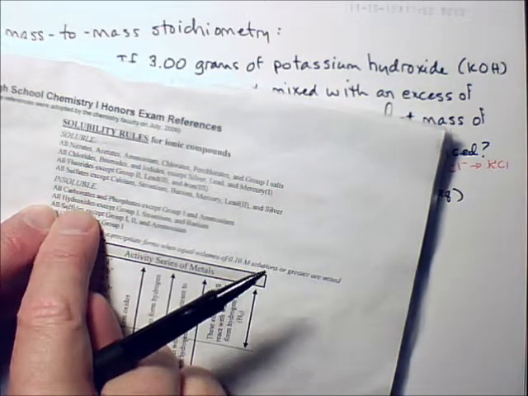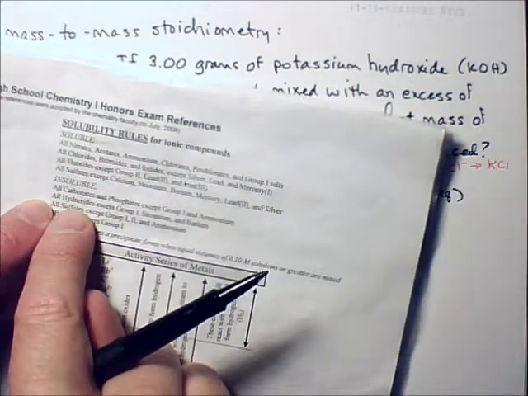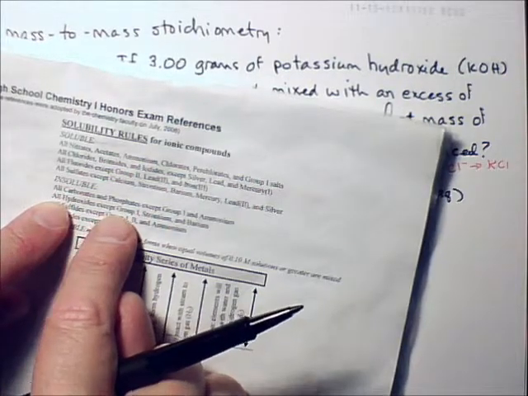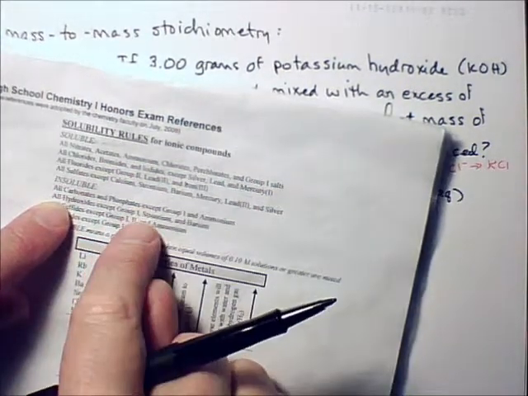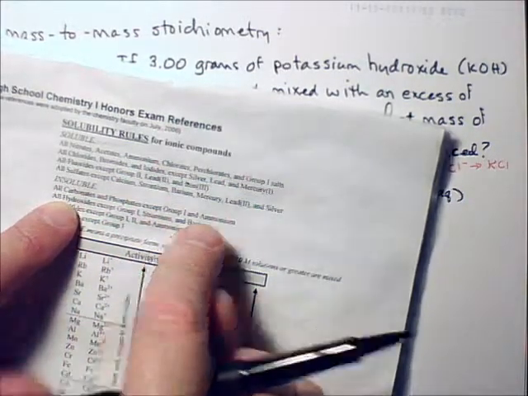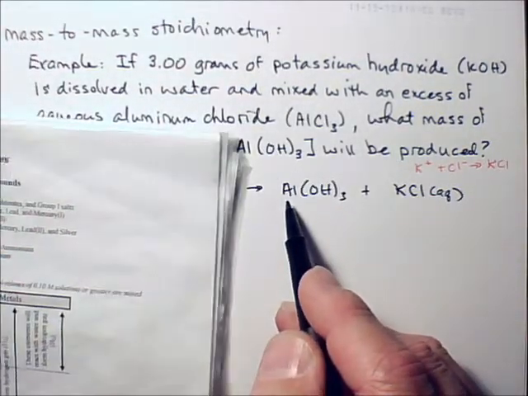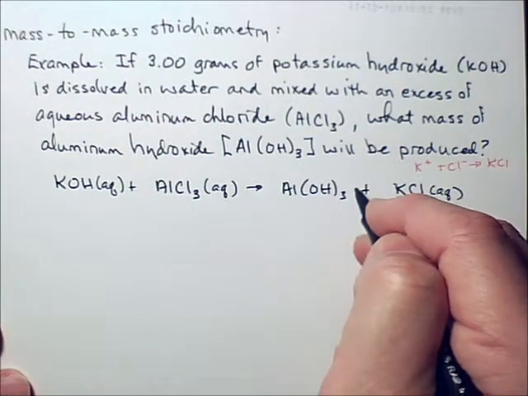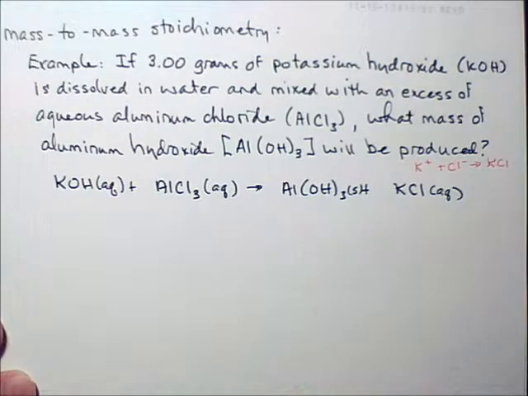Hydroxides, it says down here under the insoluble section, hydroxides are generally insoluble. Now there's exceptions for group 1 elements, strontium and barium. Well, that doesn't include aluminum. So that's going to be a solid. This is one of the hydroxides that's solid. Okay.